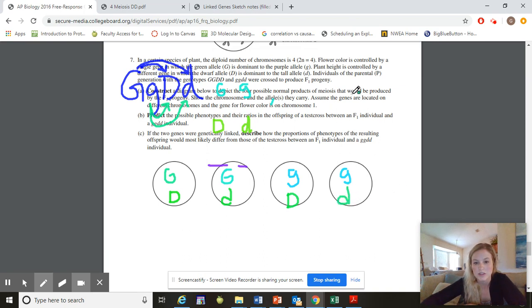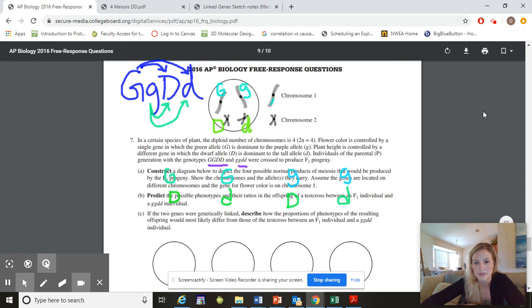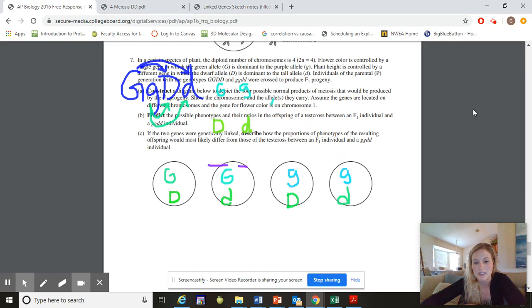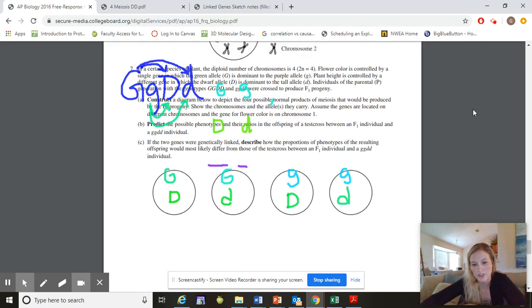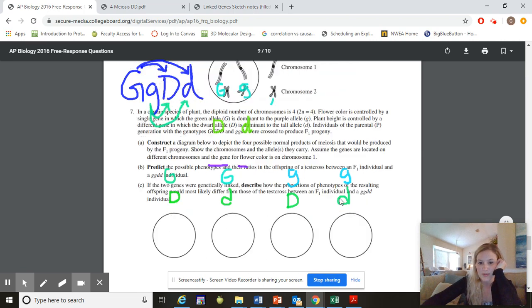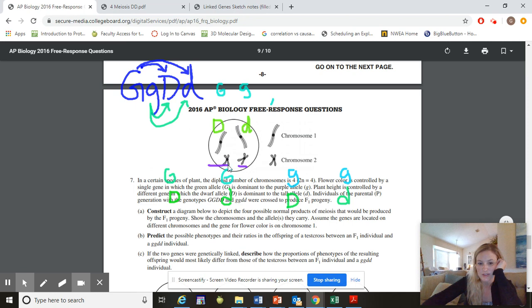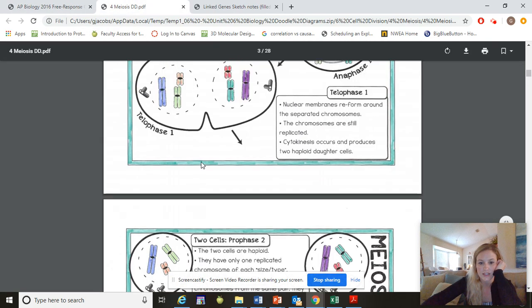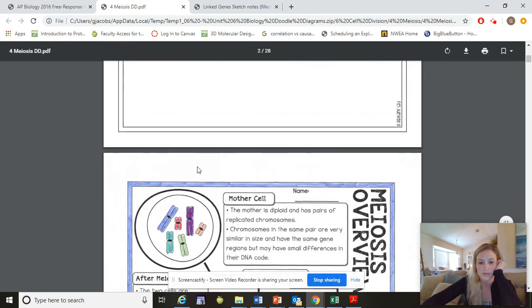Now, that just gives us the actual allele letters, but it told us that it wanted us to also include, to draw the chromosomes that they are on. So the chromosome 1 is the larger chromosome, and the chromosome 2 is the smaller chromosome. And so when we do this, we're going to show the larger chromosome next to the G and the smaller chromosome next to the D. Now remember, these started off as replicated chromosomes in the X form. And if you remember up here, these all start off as replicated chromosomes to begin with.